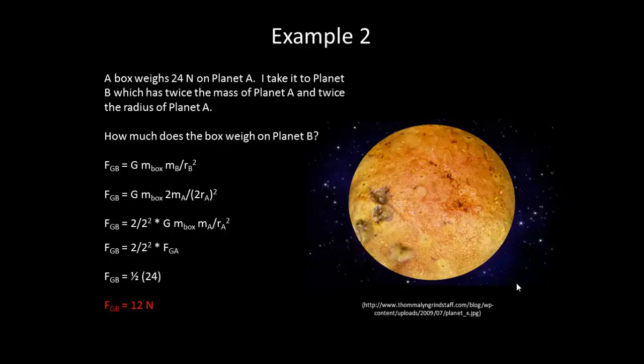Note that we can think about this in terms of proportionality. As I double the mass, I double the force. If I double the radius, I make the force 1/4 the size. The combination of the two results in the force being half of its original.